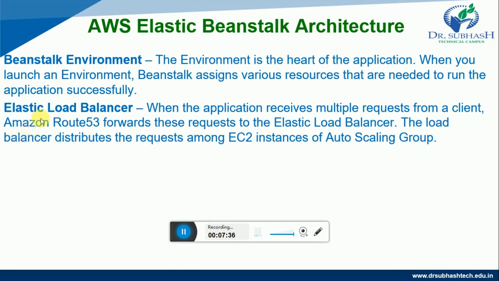Next, we would like to see Elastic Load Balancer. When the application receives multiple requests from a client, Amazon Route 53 forwards this request to the Elastic Load Balancer. The load balancer distributes the requests among EC2 instances of the auto scaling group. Friends, here you have seen Amazon Route 53. This we will see in our next lecture. So this is what Elastic Load Balancer is.